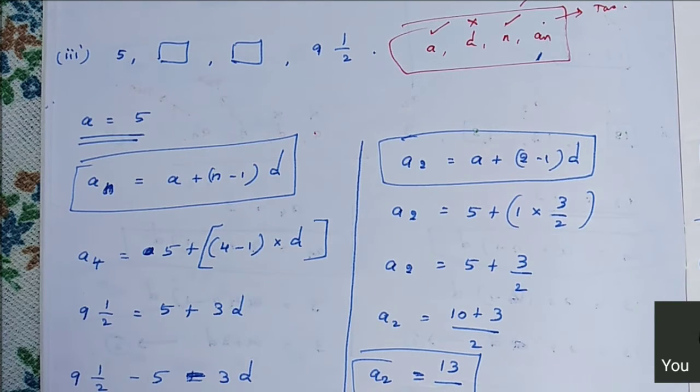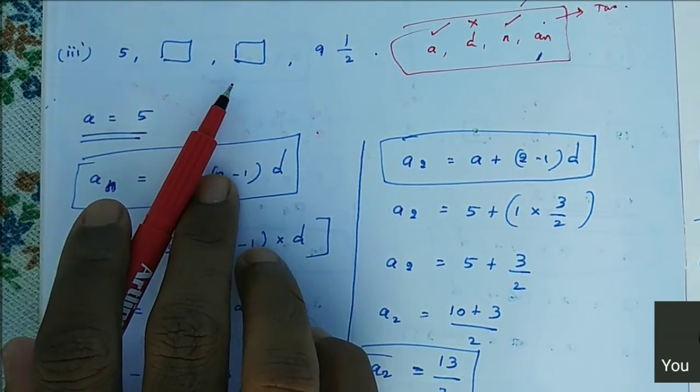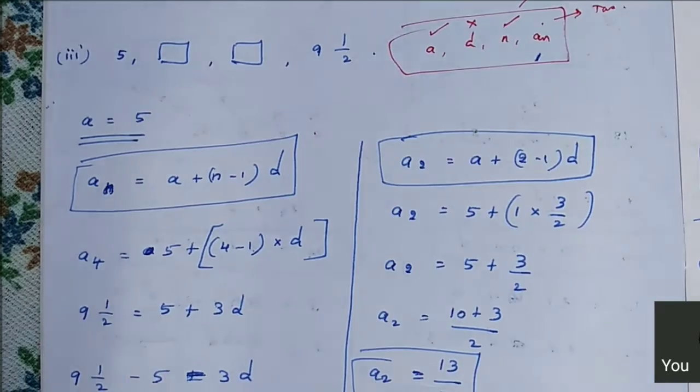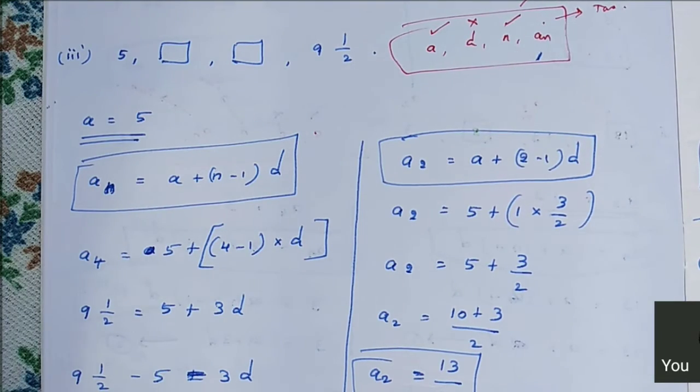We need to find the common difference. How will we find the common difference? The second term is not here, the third also is not here, but the fourth one is here, right? Make use of the fourth one.